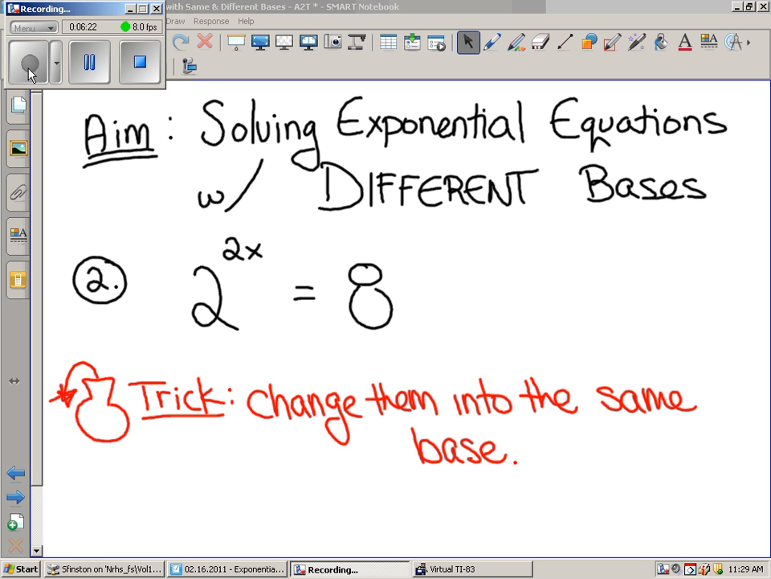Today, we just solved equations that had the same base. Now we're going to solve equations that have different bases. And as you can see, there's a trick to them. You have to change them into the same base. What do I mean? Well, let's take notes for a minute. Let's write all this down on your own paper, and then we're going to figure out what I'm talking about.